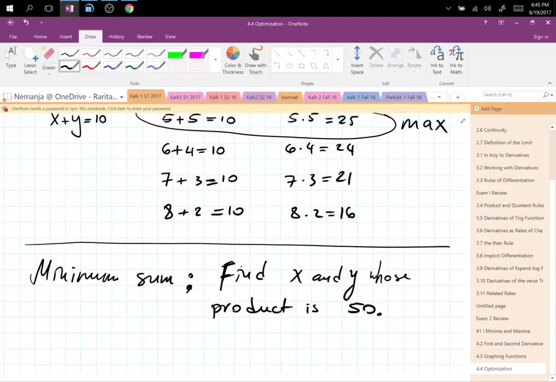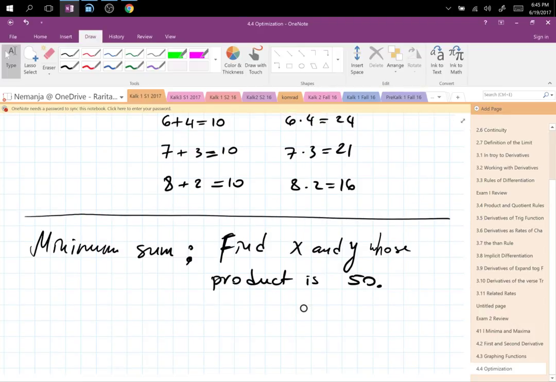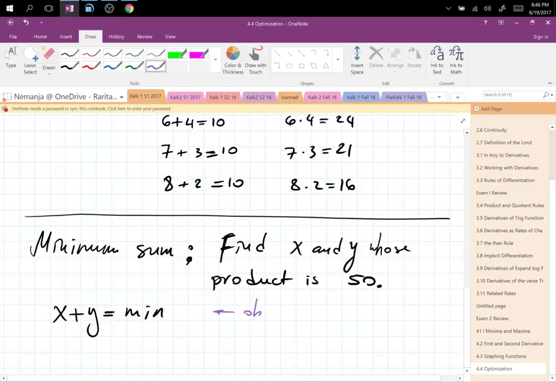So how would you write the minimum sum equation? Minimum sum: x plus y is equal to a minimum. So that's your objective equation, the objective function. And then whose product is 50? x times y is 50.